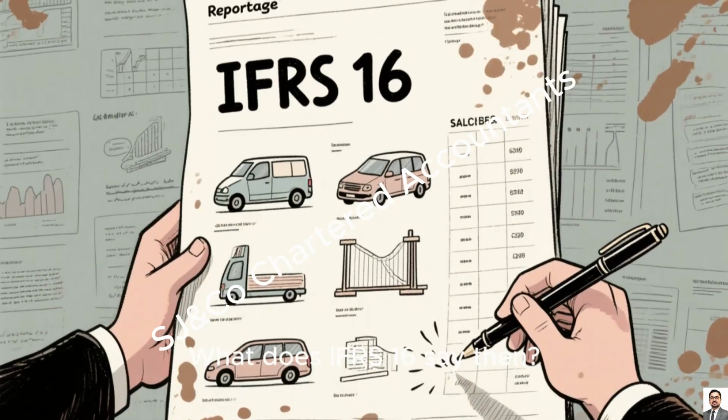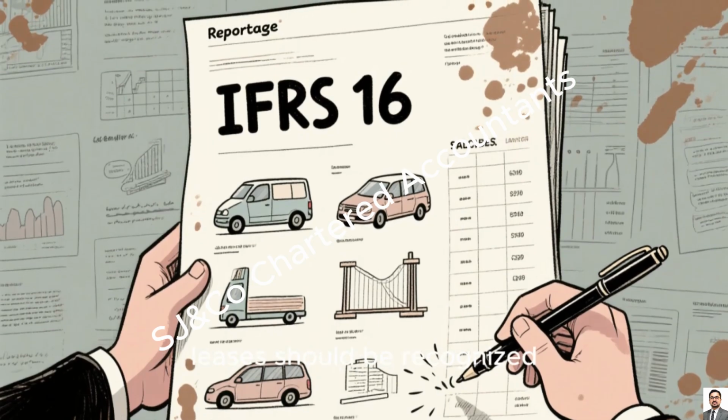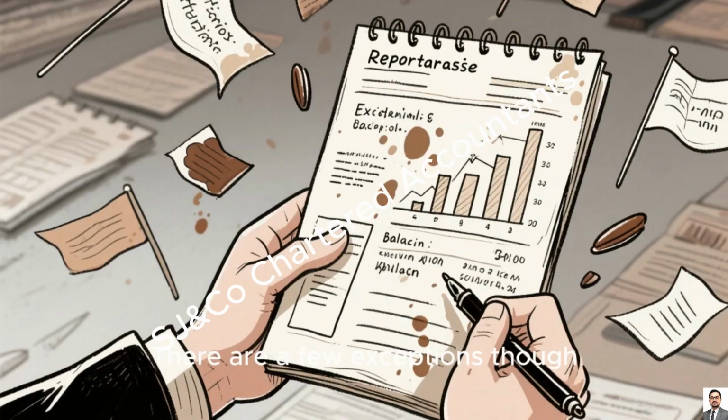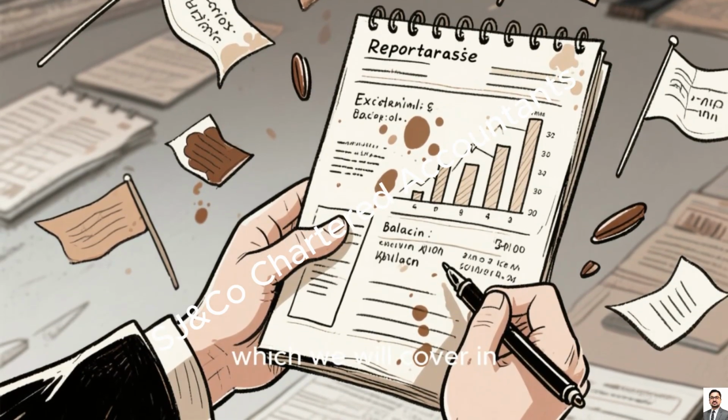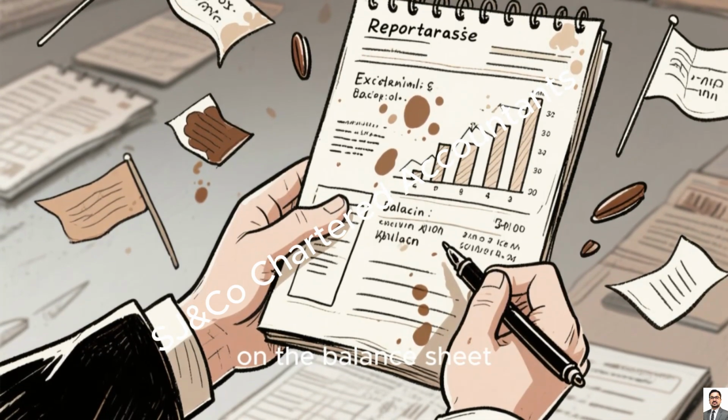In practice, this meant that some companies were applying the rules differently, and that's what the new standard aims to fix. What does IFRS 16 say then? Well, the new standard says that almost all leases should be recognized on the balance sheet. There are a few exceptions though, which we will cover in another video, but for now, just know that most leases should be recognized on the balance sheet.